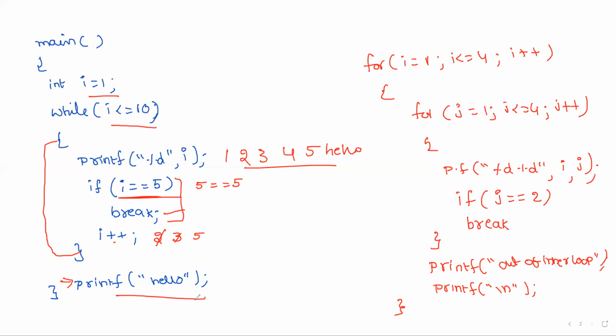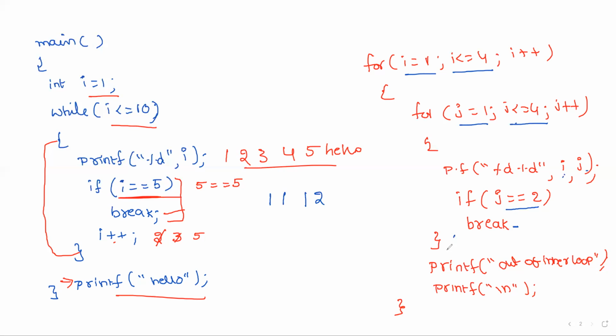See, what is the procedure? First time i is equal to 1, 1 less than or equal to 4, condition true. j is equal to 1, 1 less than or equal to 4. The i value 1 and j value 1 are both printed. If j is equal to 2? No, the condition is not true. Now j is incremented, 2 less than or equal to 4. Again the i and j values are printed, i value 1, j value 2. If j is equal to 2, the condition is true. Once the condition is true, break.